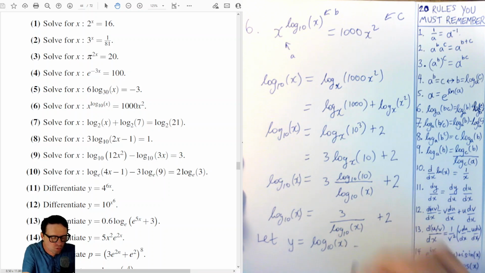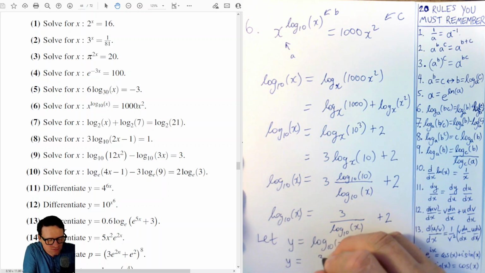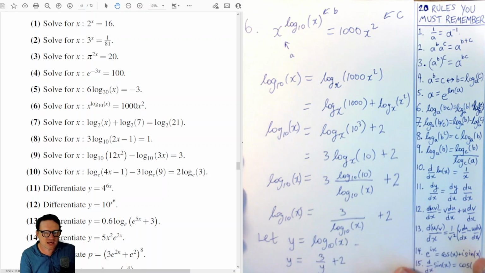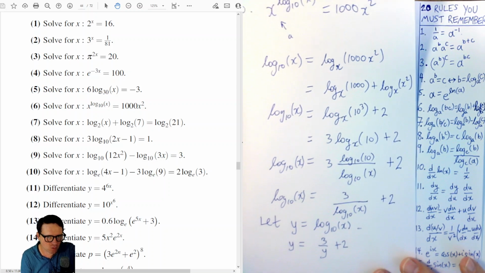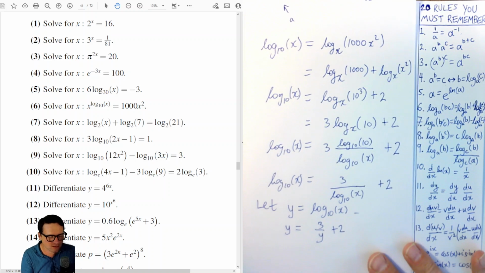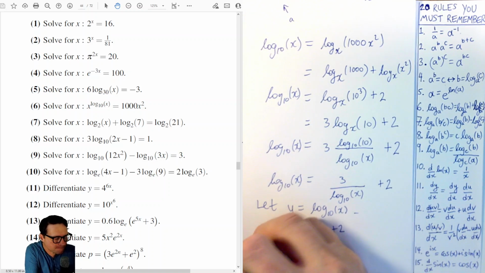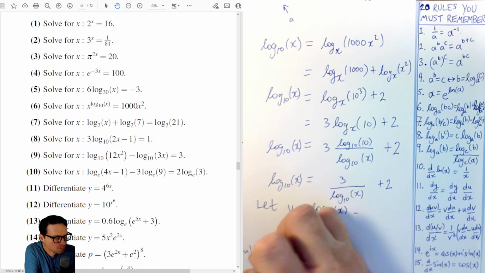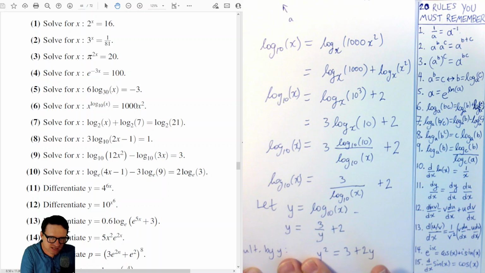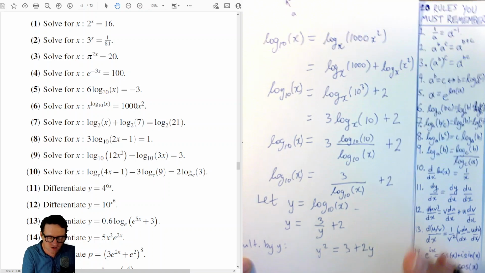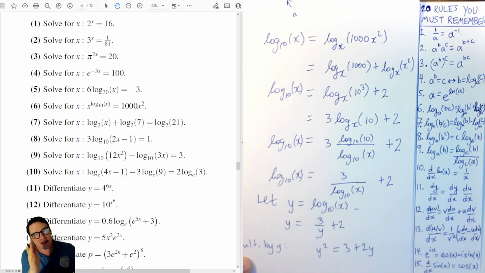And so what does this equation become? Well, then we get y equals 3 over y plus 2. And if we take this equation, multiply both sides by y, we'll get a quadratic. Okay, so let's do that. Multiplying by y, we have y squared equals 3 plus 2y. Now you want to take these two terms over to the left-hand side so you get a quadratic equation. And if you solve the quadratic equation, you find y, and hence you can get x. And that's the strategy here.